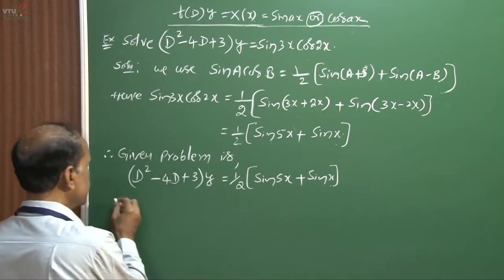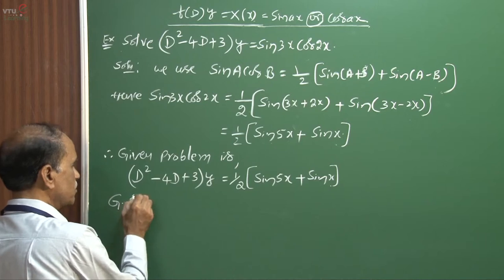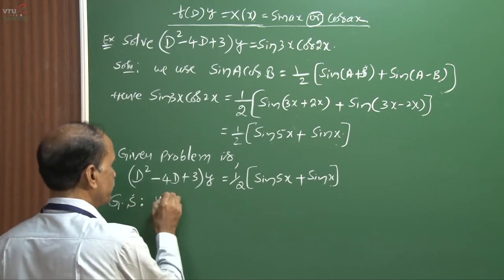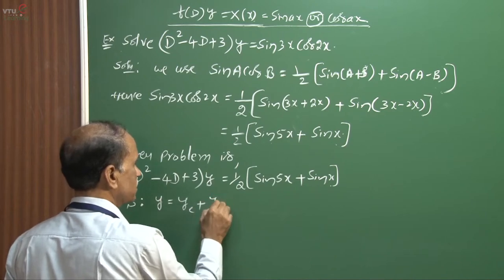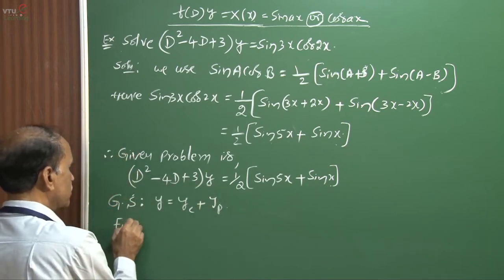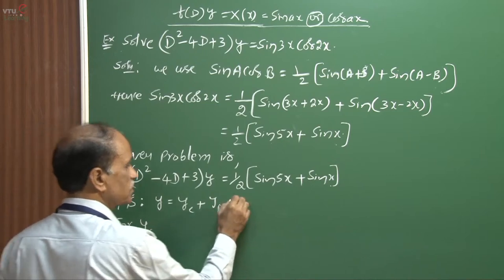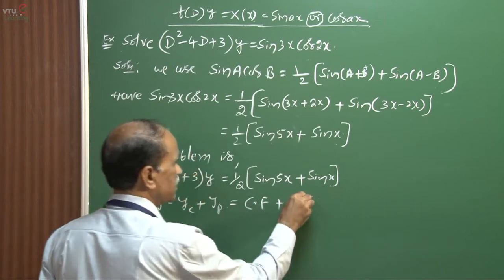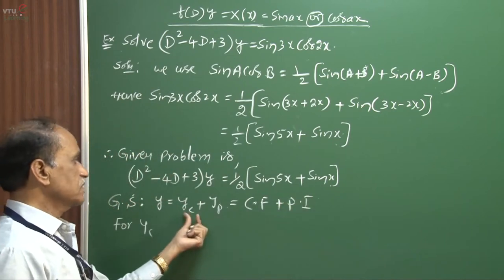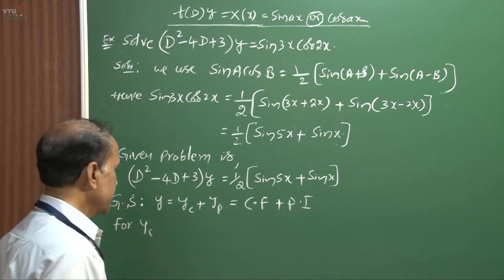Now, what is the general solution? As usual, you are going to write the general solution as y is equal to complementary function plus particular integral. So, y is equal to yc, that means CF, plus PI. You can use either this symbol or this type of writing.